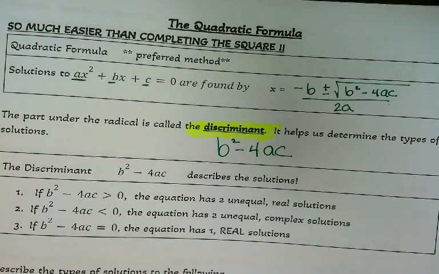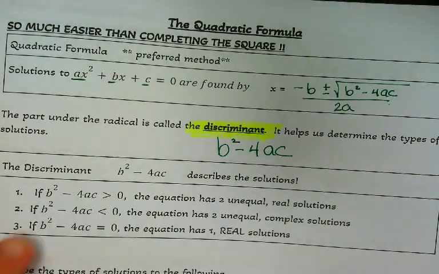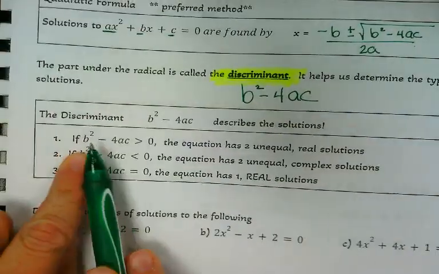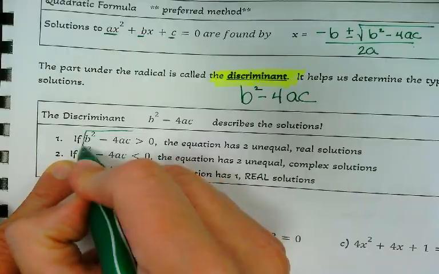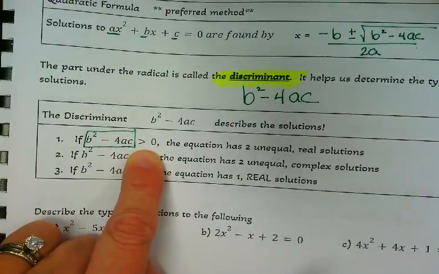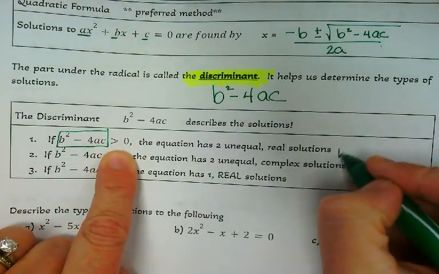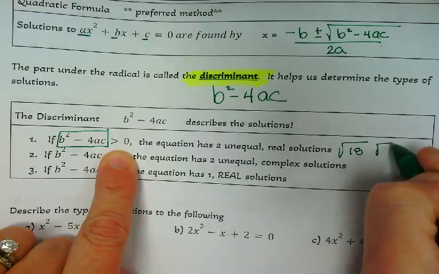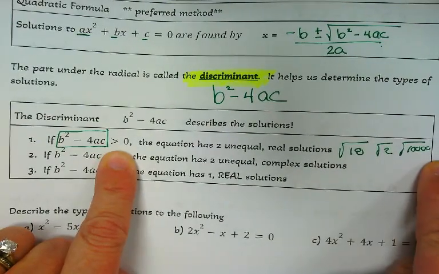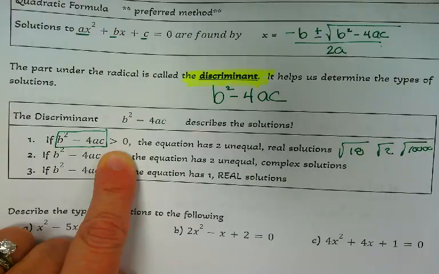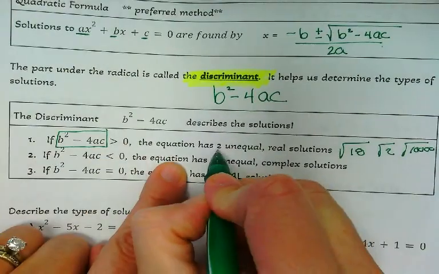Okay. So a typical multiple choice question will ask you to explain the roots. Describe what the solutions are. So there's 3 scenarios that can happen. Your discriminant, your number under the radical, could be a positive number. So you could get the square root of 18. You could get the square root of 2. You could get the square root of 10,000. It doesn't matter. It's a positive number. If that happens, you have to know to look for 2 solutions.